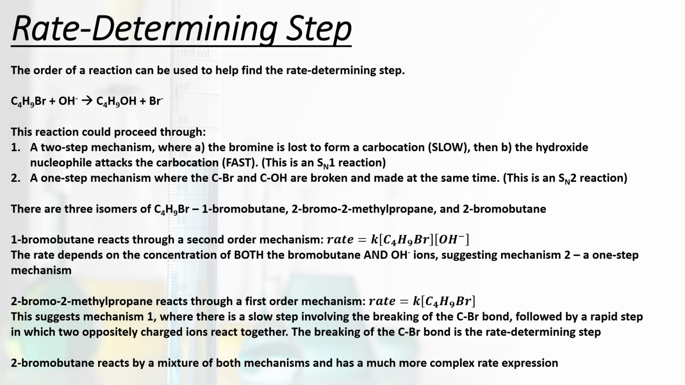A 1-step mechanism may also be possible, where the carbon-bromine bond and the carbon-hydroxide bond are broken and made respectively at the same time. And this is what we call an SN2 reaction. Now, it depends whether your exam board wants you to know the difference between SN1 and SN2, so just double check. If you want more details on them, please check out the mechanism video that I've done on this channel.